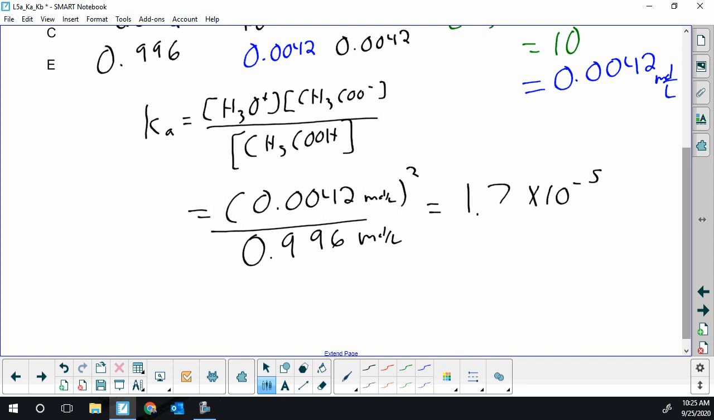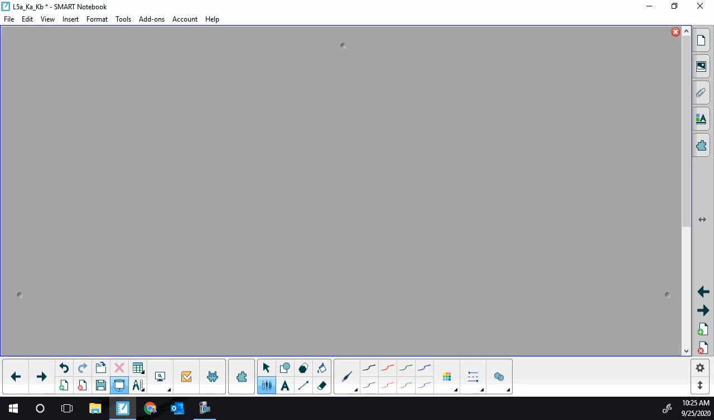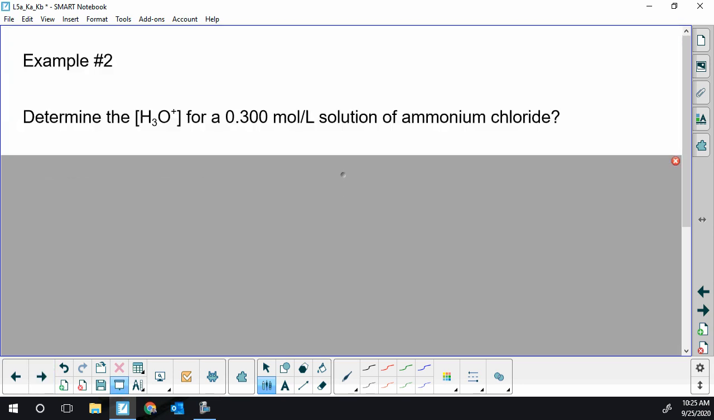The second format is the I and a K value. And we're going to have to use a little bit of our equation writing skills to get this started. Determine the hydronium concentration for a little under 1/3 of a mole per liter solution of ammonium chloride.